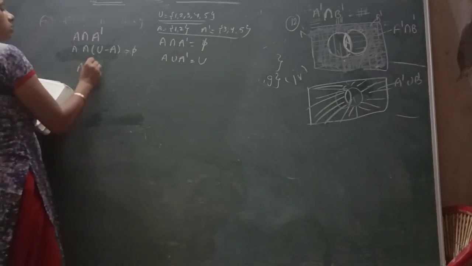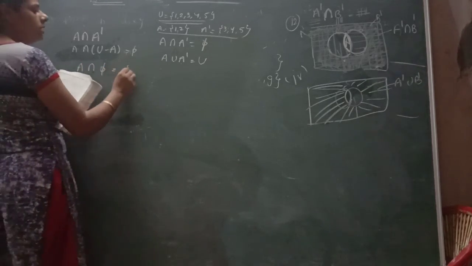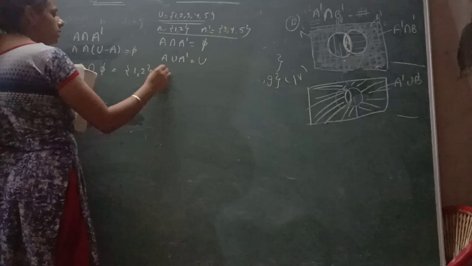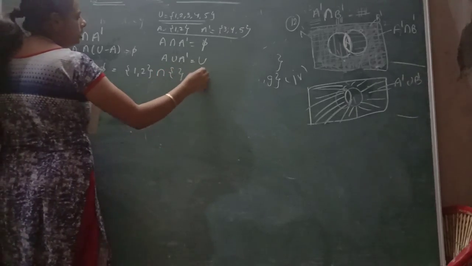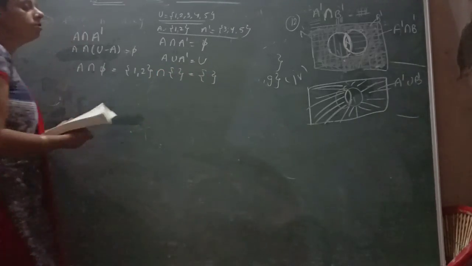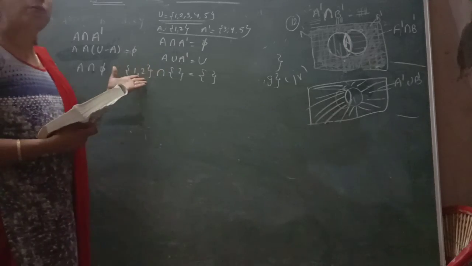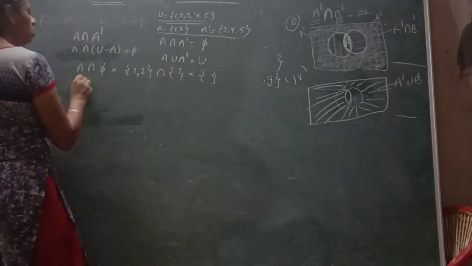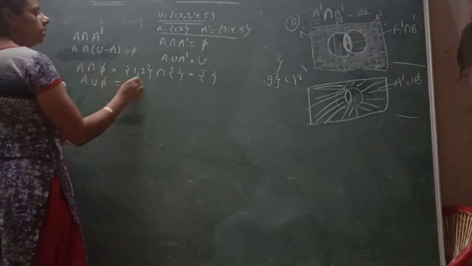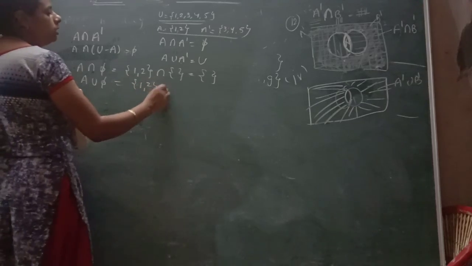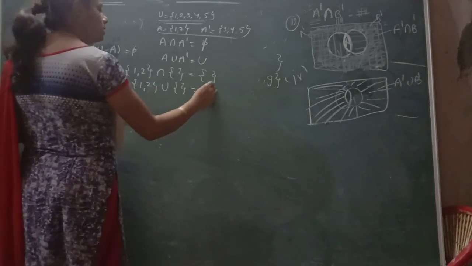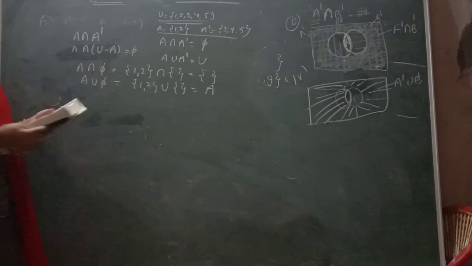A intersection phi. A means any set और any set और खाली का कॉमन हमेशा खाली ही रहेगा. कुछ कॉमन आएगा ही नहीं क्योंकि फाई सेट में तो कुछ होता ही नहीं. तो कॉमन क्या रहेगा? नथिंग. और यूनियन में हमेशा कैपिटल सेट ही आएगा. 1 और 2 है, उसमें कुछ भी नहीं है, तो दोनों का यूनियन करोगे तो A सेट ही बनेगा, दैट इज 1 एंड 2. क्लियर है?